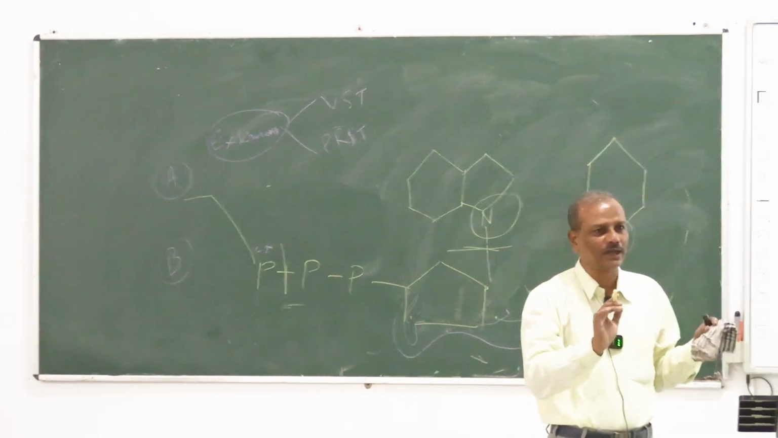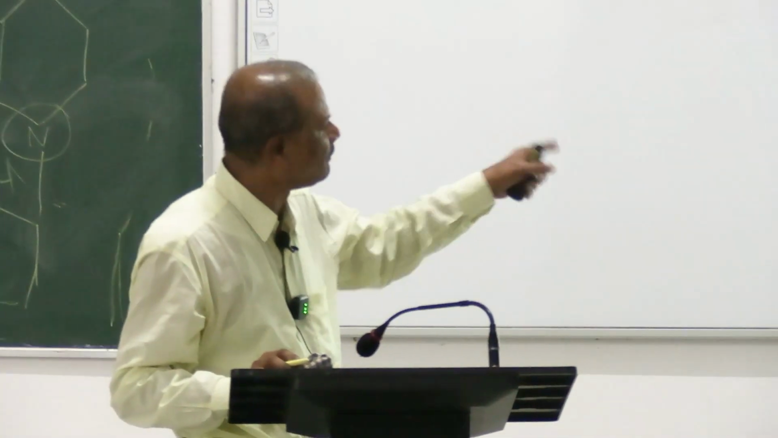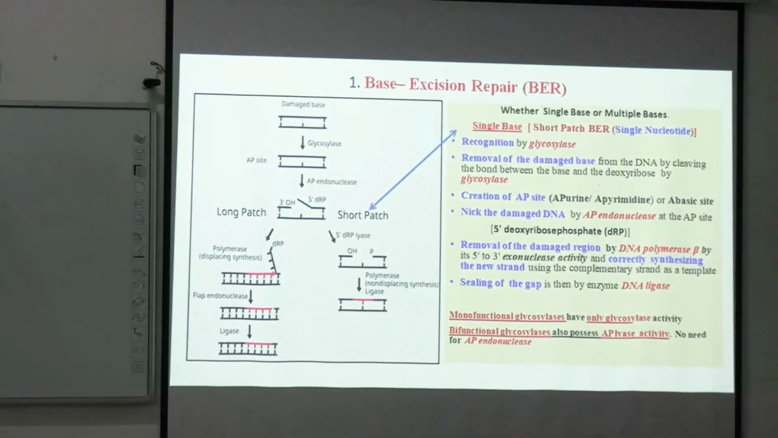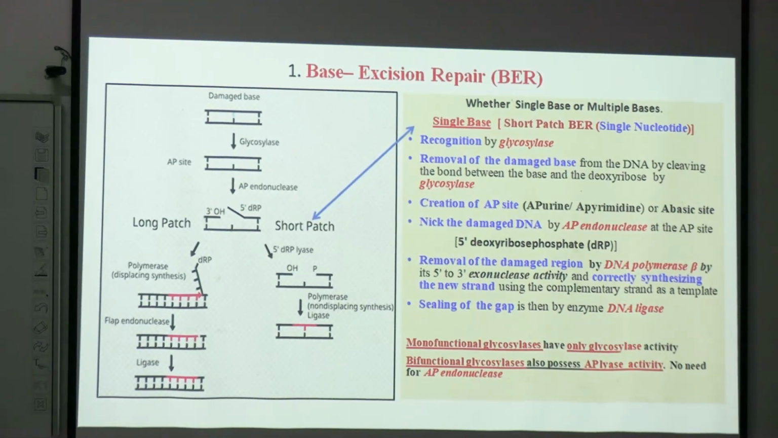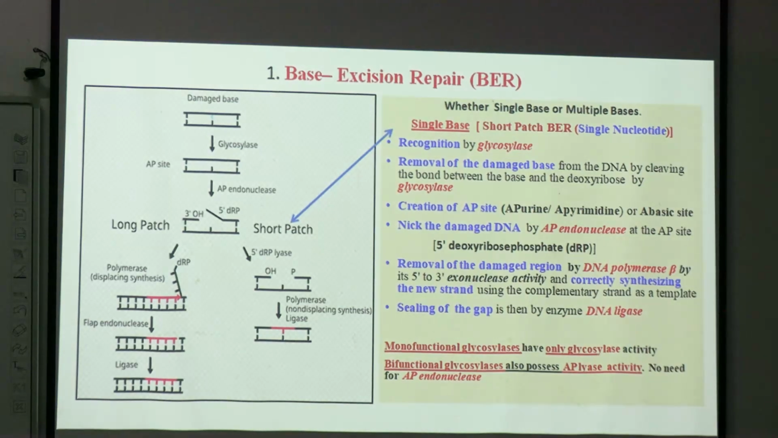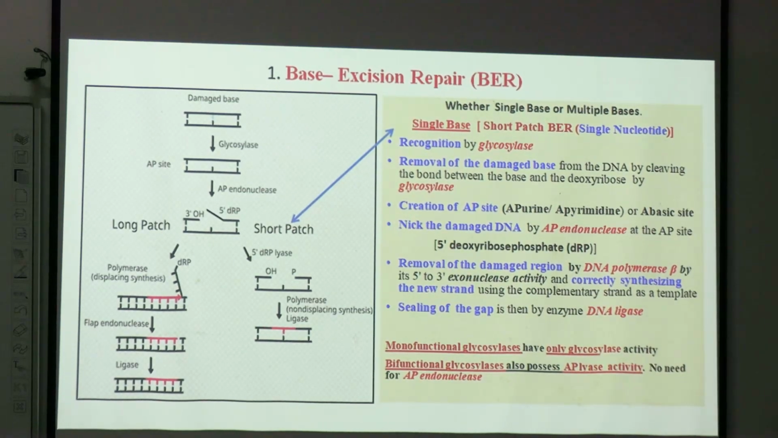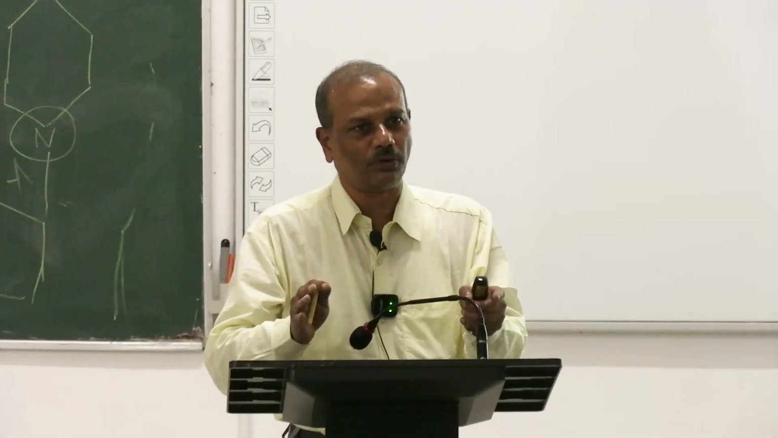Now there are 2 types of glycosylase. One has only glycosylase activity, that is called monofunctional, and the second one is called bifunctional. A monofunctional glycosylase has only glycosylase activity, but a bifunctional glycosylase also possesses AP lyase activity. Remember the difference between lyase and hydrolase? Lyases also cleave bonds, but they don't require water. Hydrolases cleave bonds, but they require water.